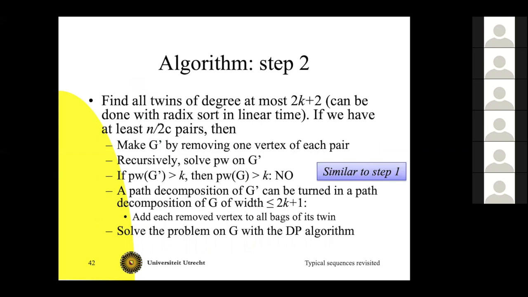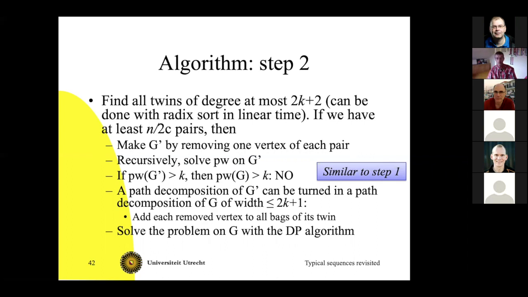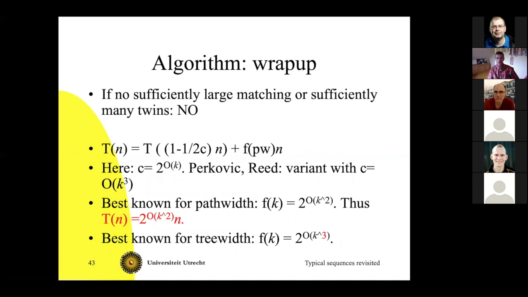The second step is more or less the same. If we have many twins, then we identify each pair of twins, and then we follow the precise same steps. If the pathwidth of this smaller graph is larger than k, then the pathwidth of the original graph is larger than k. Otherwise, in a similar way, we can turn the path decomposition of the smaller graph into one of the larger graph with twice the width, and solve then the problem on the original graph with the dynamic programming algorithm. And if no sufficiently large matching or sufficiently many twins exist, we say no, because the lemma tells us that the path width is larger than k.